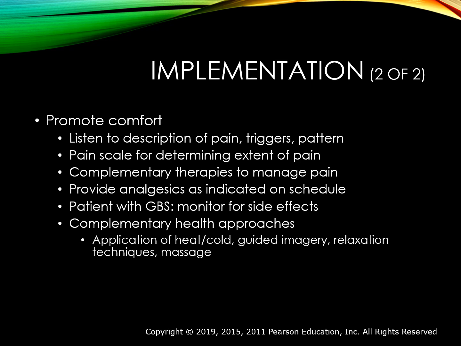For patients with Guillain-Barré, monitor for side effects of analgesics, particularly respiratory depression. Assess respirations and lungs, because you're listening for signs and symptoms of infection. Perform routine pulmonary care measures and monitor for aspiration. Turn and reposition that patient. Get them up out of bed. Frequent respiratory monitoring. The following complementary health approaches may be used: application of heat and cold, guided imagery, and relaxation techniques.